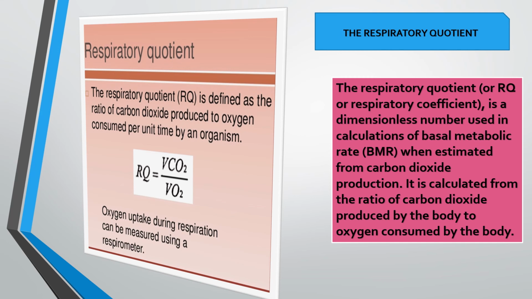What is respiratory quotient? It's a very important question. The respiratory quotient or RQ is a dimensionless number used in calculations of basal metabolic rate or BMR when estimated from carbon dioxide production. It is calculated from the ratio of carbon dioxide produced by the body to oxygen consumed by the body. So, the respiratory quotient is defined as the ratio of carbon dioxide produced to oxygen consumed per unit time by an organism. That is, RQ is equal to VCO2 divided by VO2. V represents volume. Oxygen uptake during respiration can be measured using a respirometer.